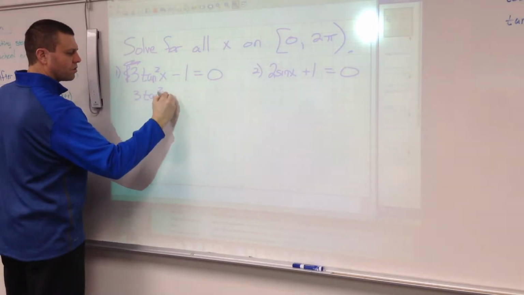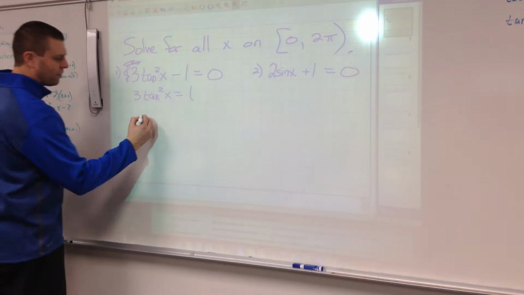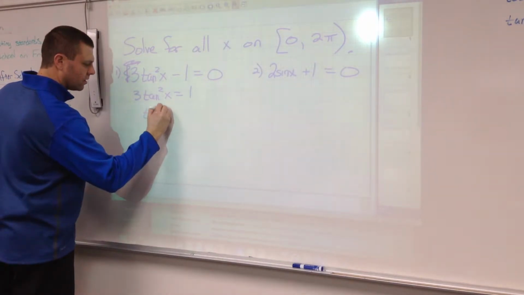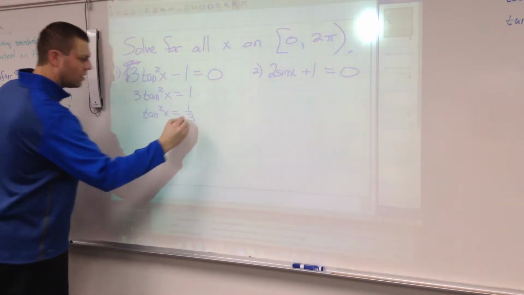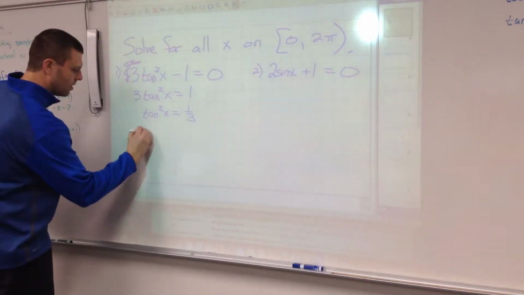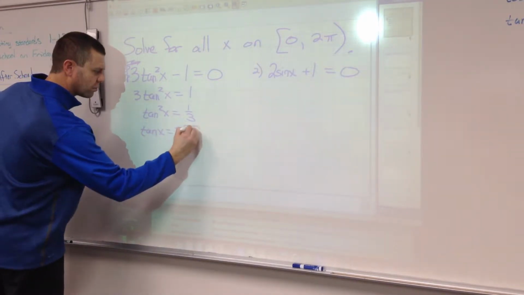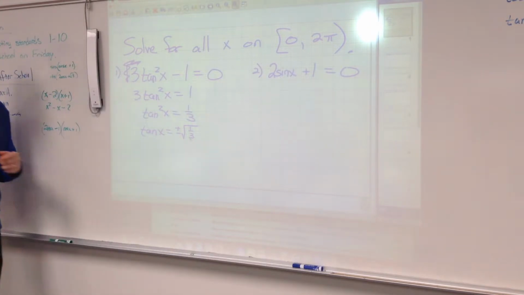So 3 tangent squared x equals 1. Wait, so you're getting rid of the square root? I'm getting rid of the square root, yep. My brain's not working quite yet. I'm going to divide by 3. And then to get rid of the squared, I'm going to square root both sides. So I have the tangent of x equals plus or minus the square root of 1/3.